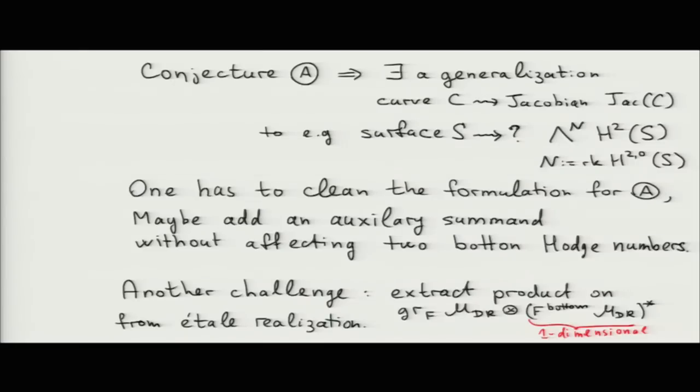But now we can ask the same question for a surface. If we take a surface of general type, maybe with many holomorphic forms, with capital N the number of holomorphic forms, we take the exterior power of the second cohomology of the surface. It's an algebraic surface, so it should be a Calabi-Yau motif. Then it should be deformable, but we have absolutely no clue what to do. So this conjecture makes a prediction that you can invent some analog of the Jacobian, which varies better than the surface itself.